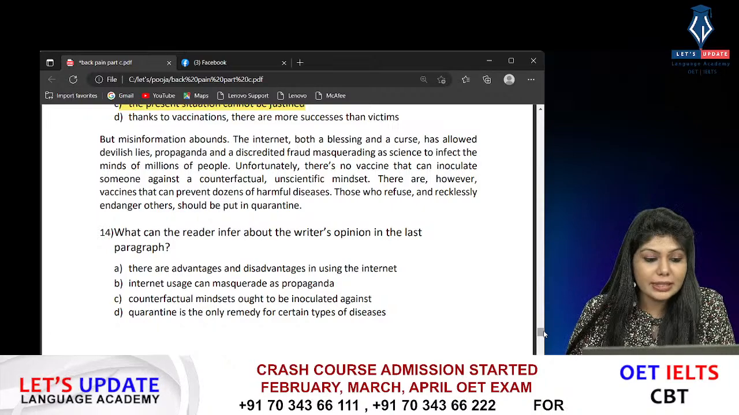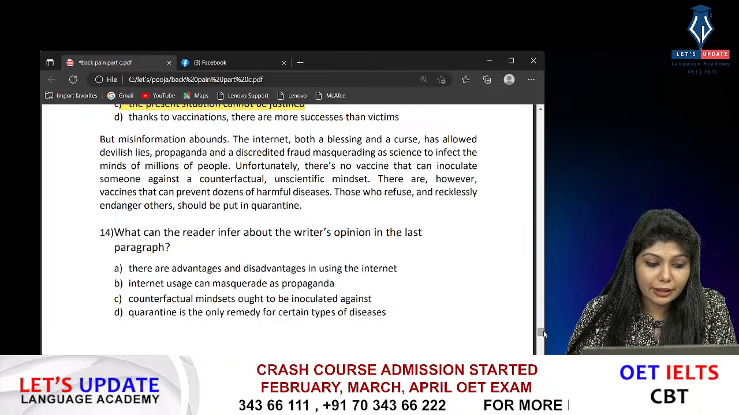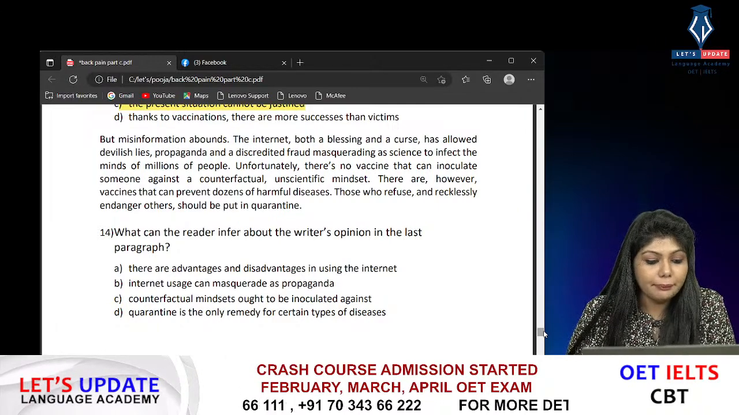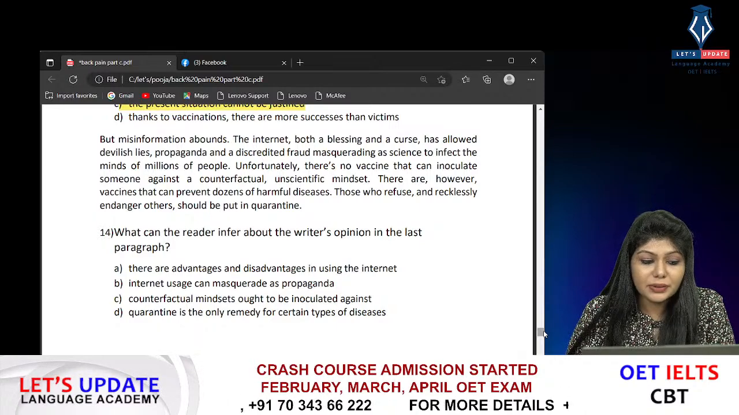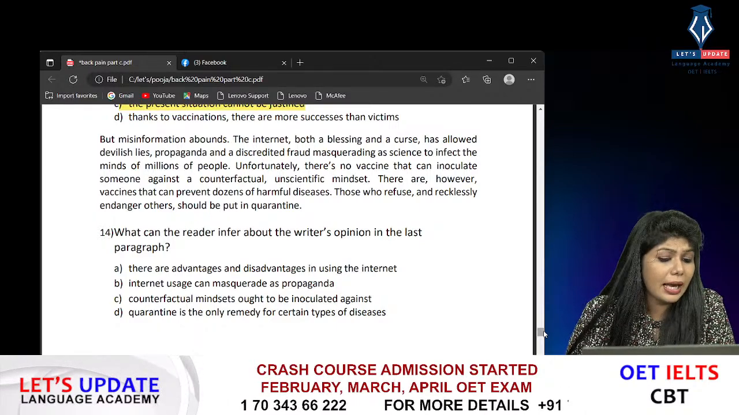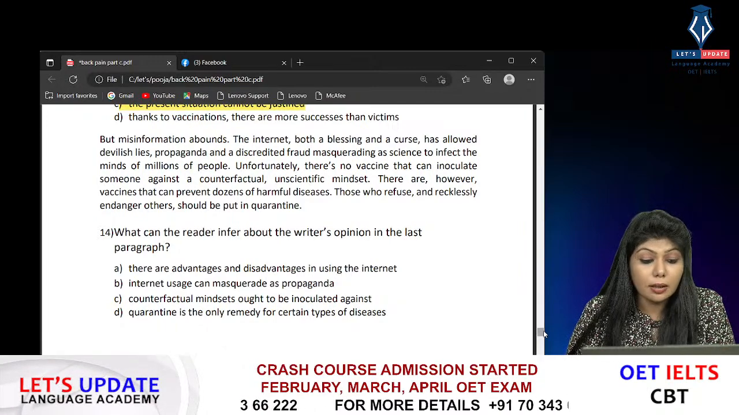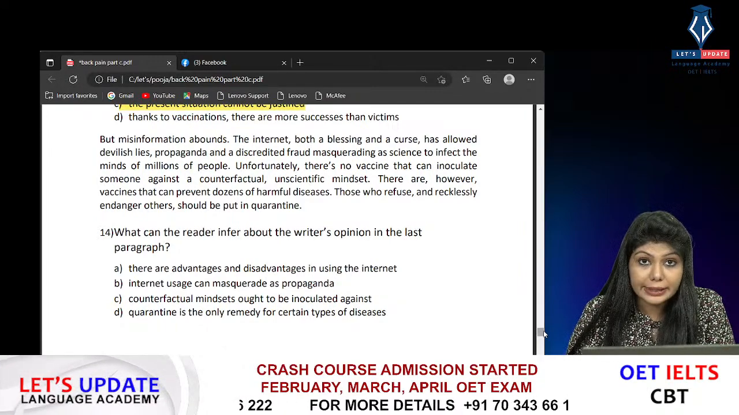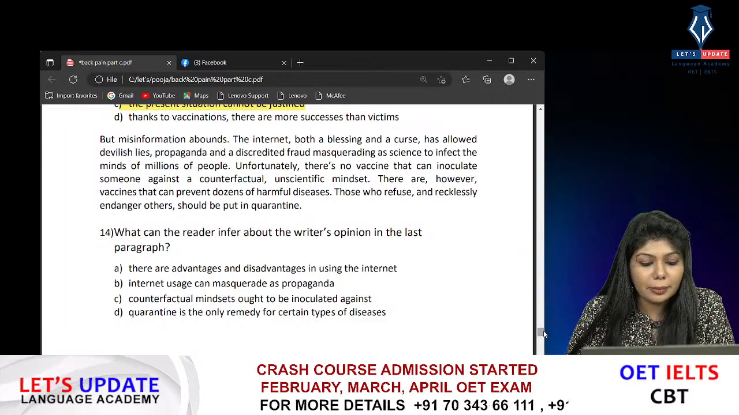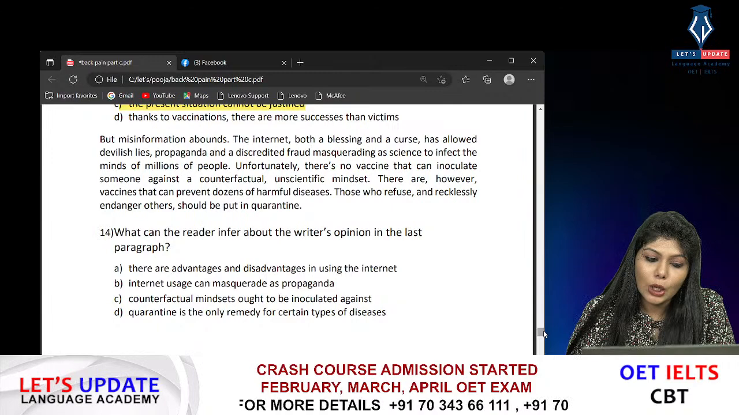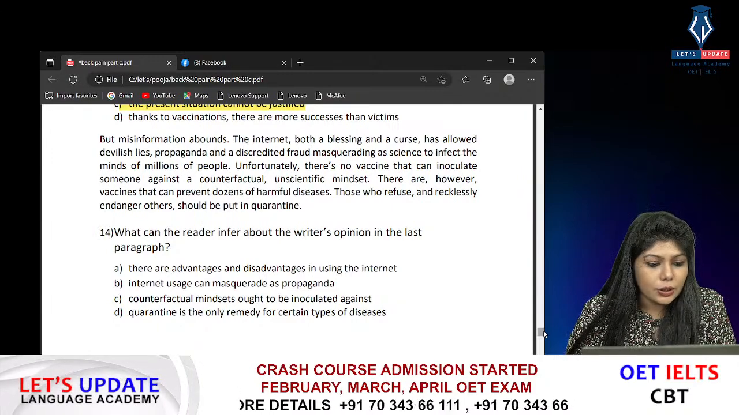So, moving to the question, what can the reader infer about the writer's opinion in the last paragraph? And the options are: A, there are advantages and disadvantages in using the internet. B, internet usage can masquerade as propaganda. C, counterfactual mindsets ought to be inoculated against. Option D, quarantine is the only remedy for certain type of diseases. So, what do you think is the answer?